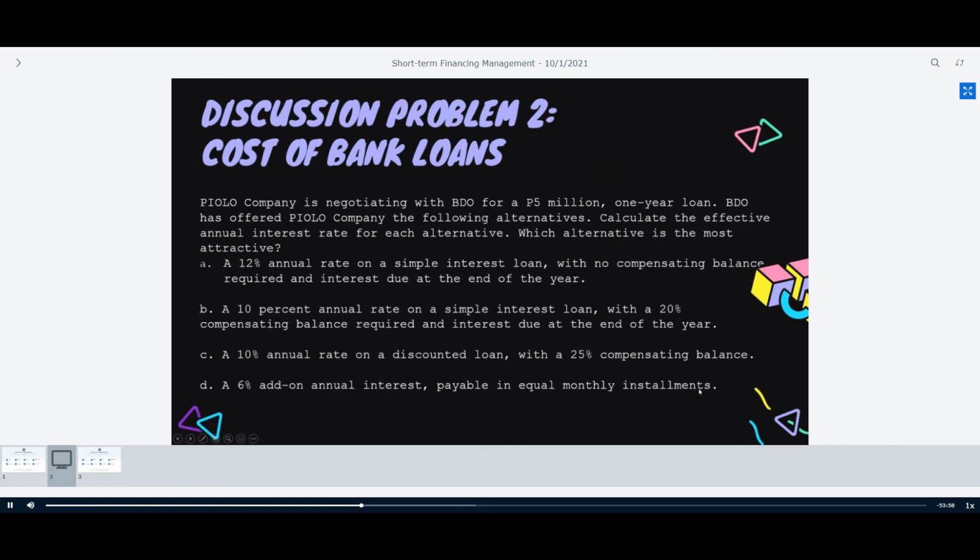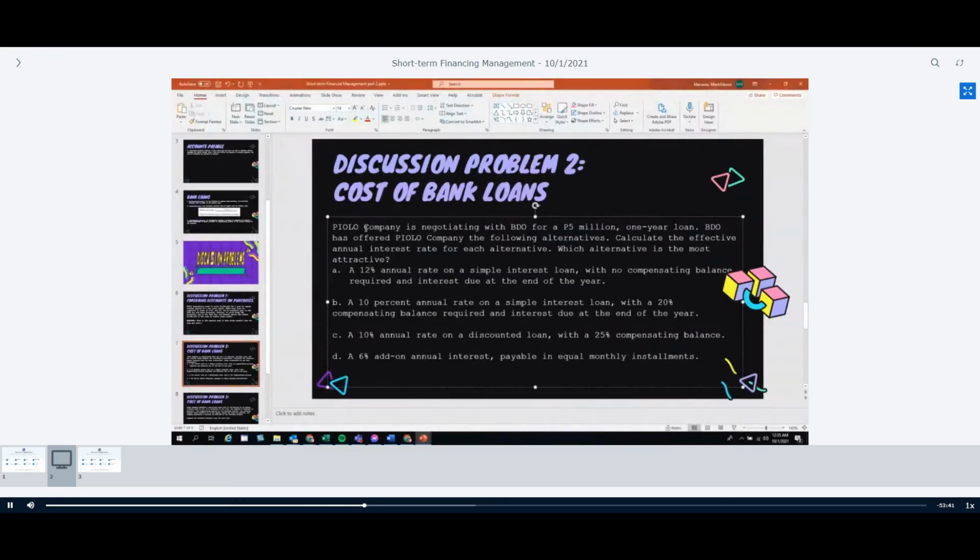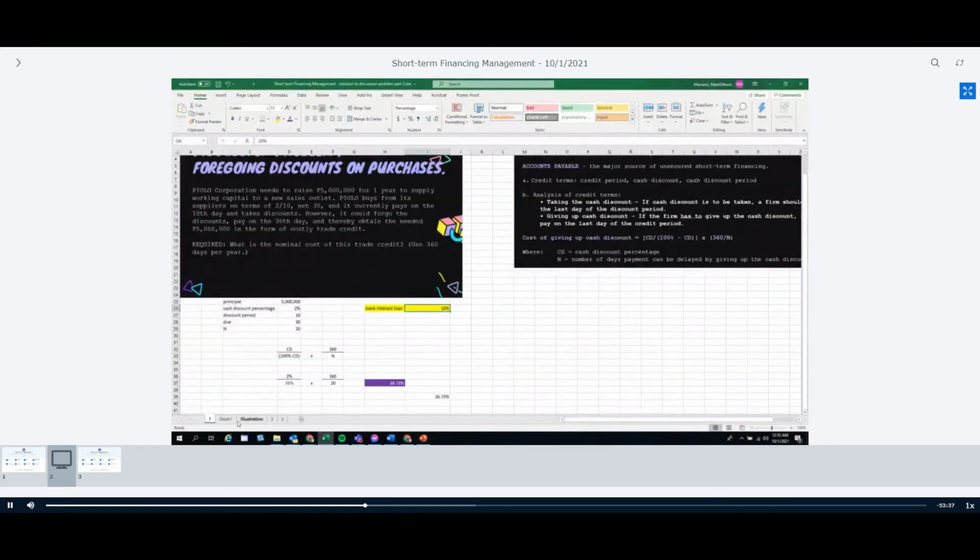So Piolo Company is negotiating with BDO. Ito naman pala yun eh. For a 5 million one-year loan, BDO has offered Piolo Company the following alternatives. Calculate the effective annual interest rate for each alternative. So before we proceed with problem number 2, pag-usapan muna natin, no? Just a bit of illustration.